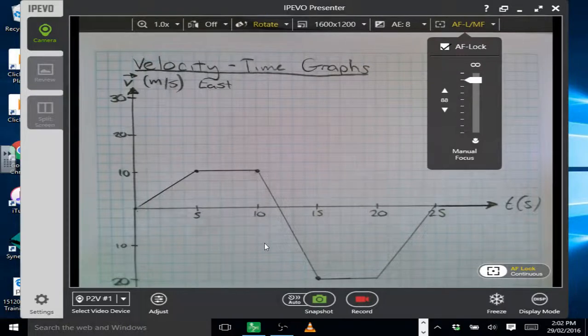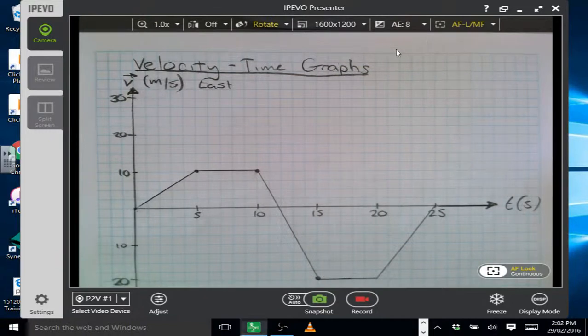All right. So we've gone through displacement time graphs, and I like to leave a bit of a gap between that and velocity time graphs because they're actually very different. We're measuring a different variable, and there's completely different circumstances about what these all mean.